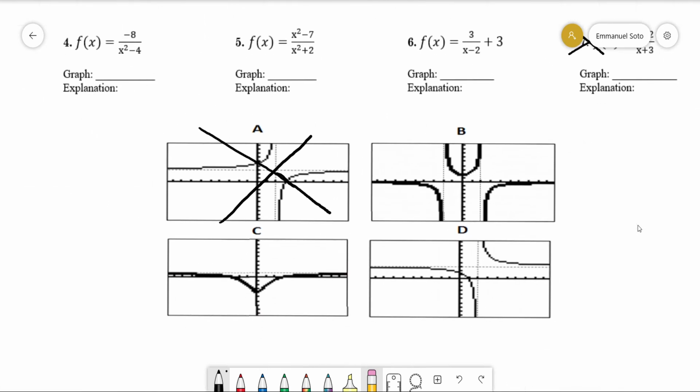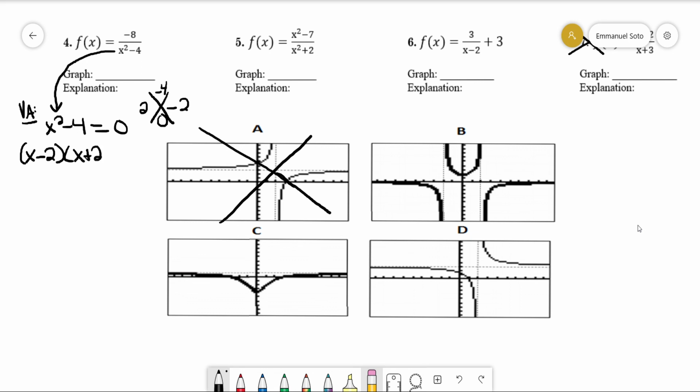So now let's look at number 4. Again, you want to look at the denominator in order to find the vertical asymptote. You want to set that to 0. So now let's factor that. You want to find the factors of negative 4 that add up to 0 because there is no middle term. The only numbers that work are 2 and negative 2. So you have x minus 2, x plus 2 equal to 0. What makes x minus 2 zero? It's just going to be 2, because 2 minus 2 is 0. What makes x plus 2 zero? Negative 2, because negative 2 plus 2 is 0.